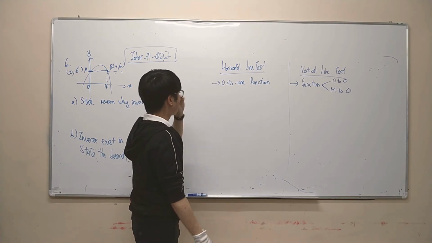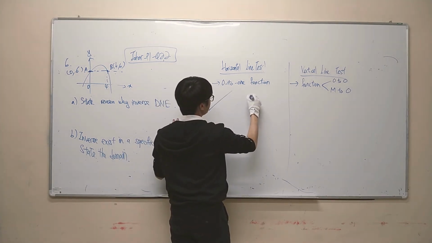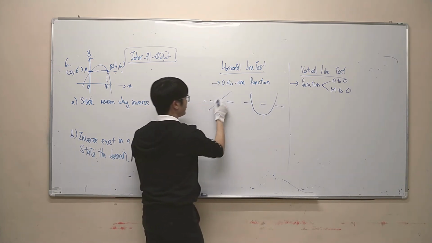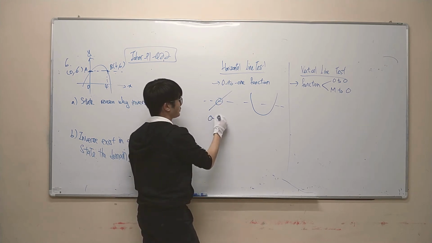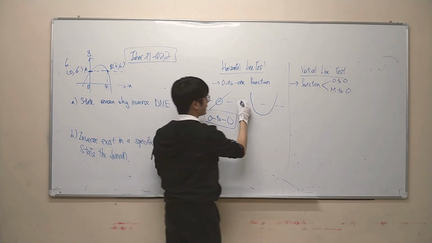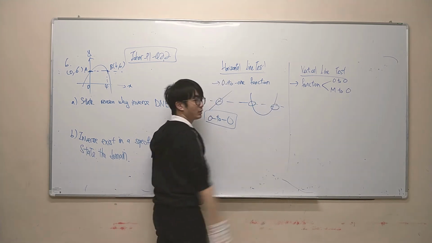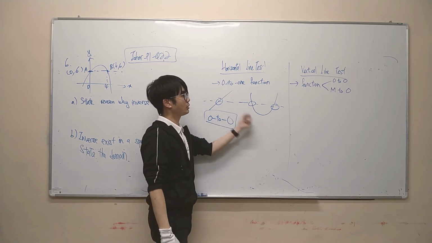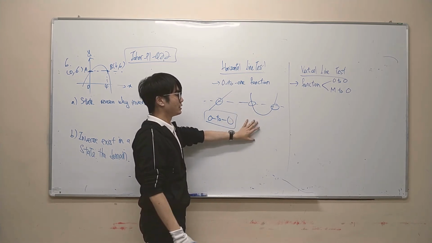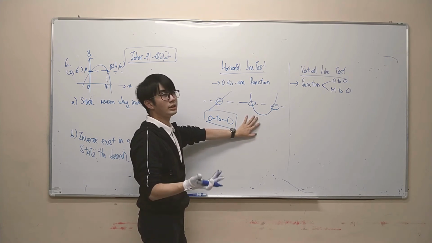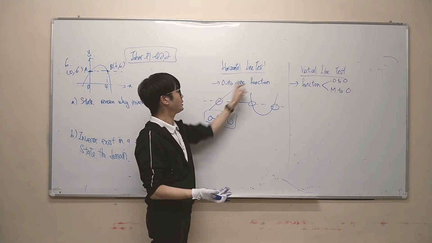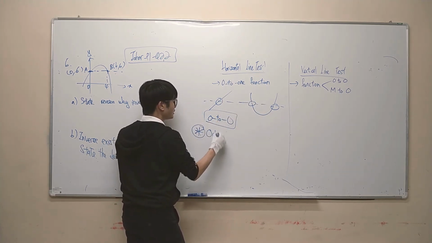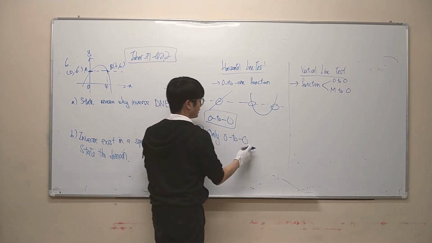So, how do you use the horizontal line test? Let's say I give you a curve like this. You draw a horizontal line. If it intersects once, this is a one-to-one function. If it intersects at 2 points, it's not a one-to-one. It might be a many-to-one or many-to-many, but we don't have to know that. The horizontal line test only helps you determine whether it's a one-to-one function or not. And you have to remember this: only a one-to-one function has an inverse.